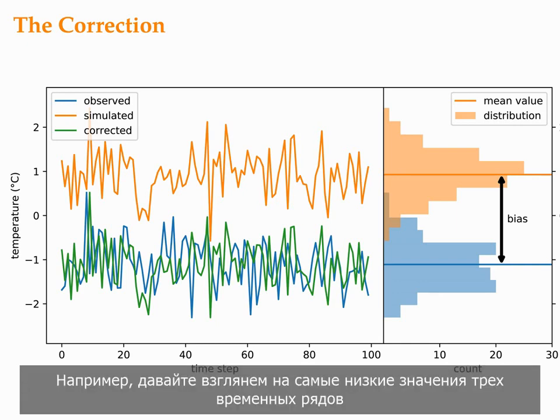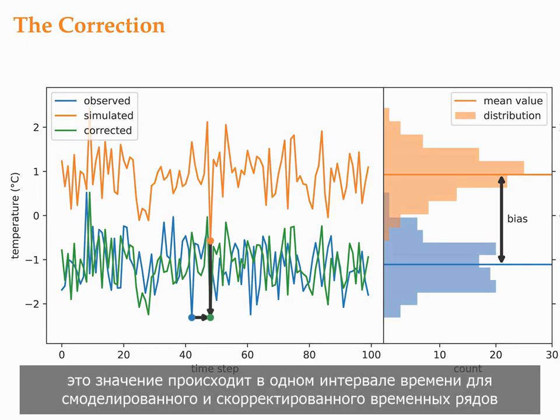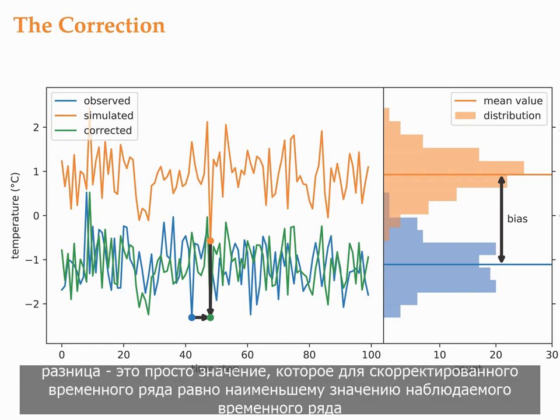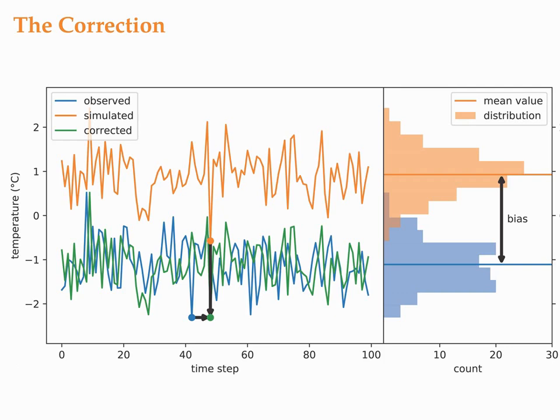As an example, look at the lowest values of the three time series. This value occurs at the same time step in the simulated and corrected time series. The difference is just the value, which for the corrected time series is equal to the lowest value of the observed time series.